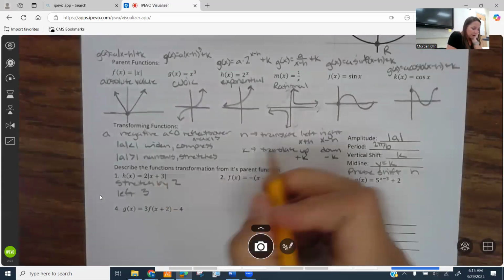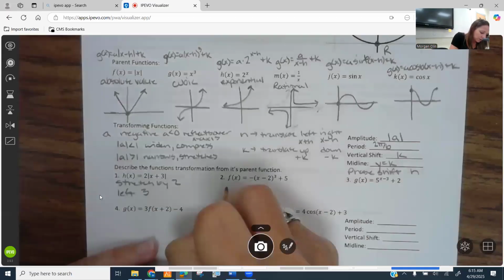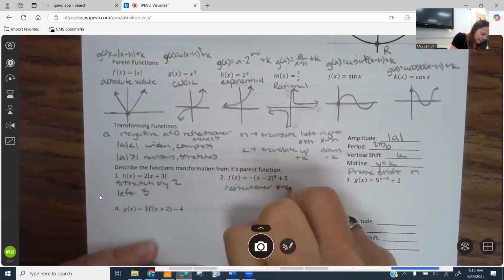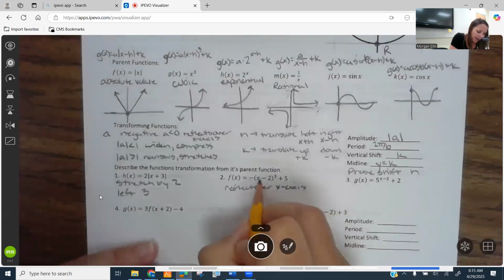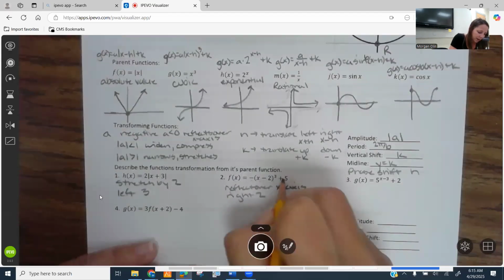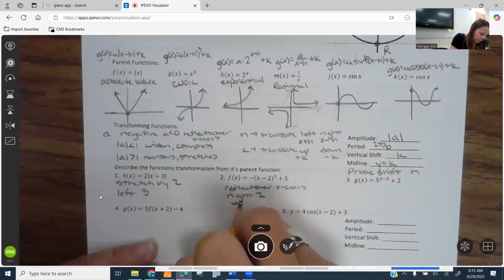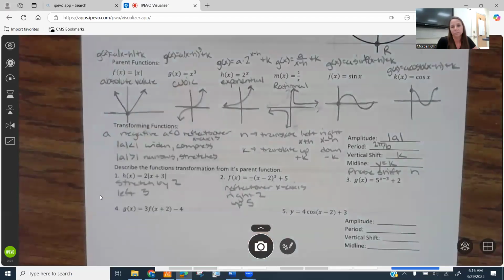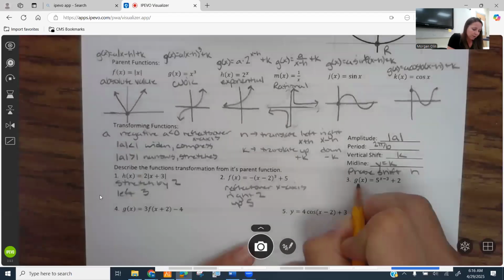Here the a value is negative, so it's going to reflect over the x-axis. Now, x minus 2 means we're going to go right 2. And plus 5 on the outside means we're going to go up 5. And we translated a cubic function. Now, if you want to pause this and see if you can guess each one of these, you go right ahead.